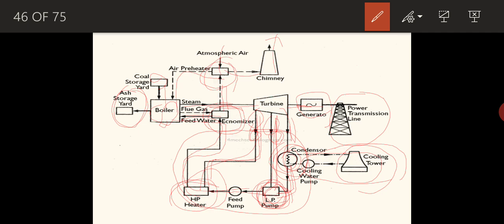That high pressure steam will be passing through the turbine. The pressure energy of the steam passing through the turbine will be converted into kinetic energy while it passes through the blades of the turbine. Blades are mounted on the shaft of the turbine, so the shaft will be rotating. That rotation is provided to the generator. Inside the generator, electricity is produced, which is transmitted to the power transmission line. That is all about the steam side.